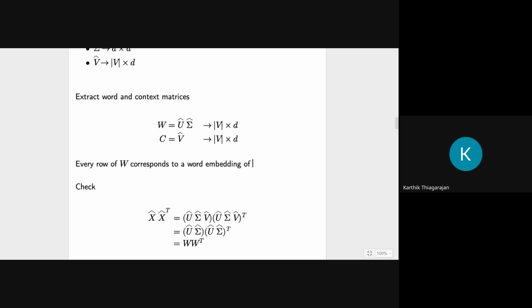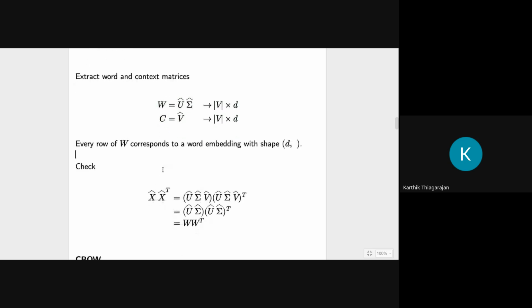With shape R^D, so D cross 1. So it's a D-dimensional word embedding. D may typically be values like 100 or 150. And likewise, every row of the context matrix will be a context embedding. So this is how you learn word embeddings with the help of SVD and co-occurrence counts.